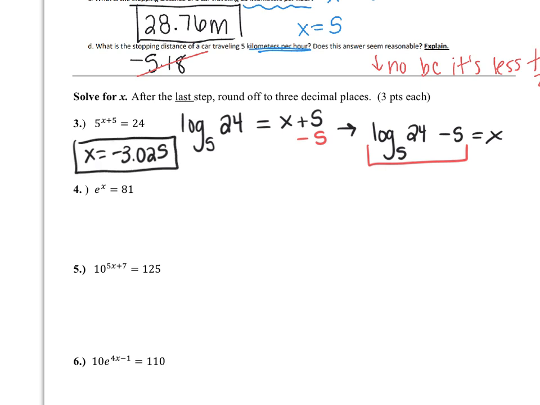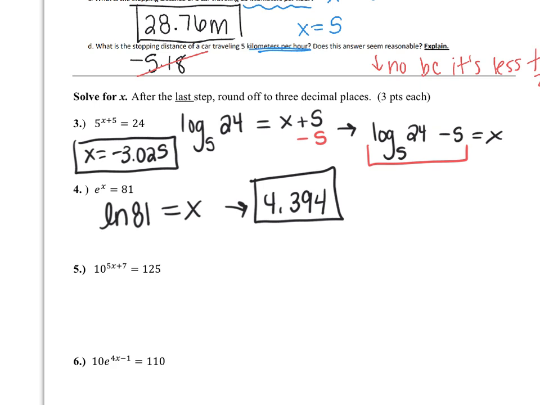Number 3, e to the x equals 81. We're going to rewrite this in log form. Log base e is the same thing as the natural log of 81 equals the exponent. So then natural log is the button right below log. Natural log of 81 simplifies to 4.394. So we're going out 3 decimal places.